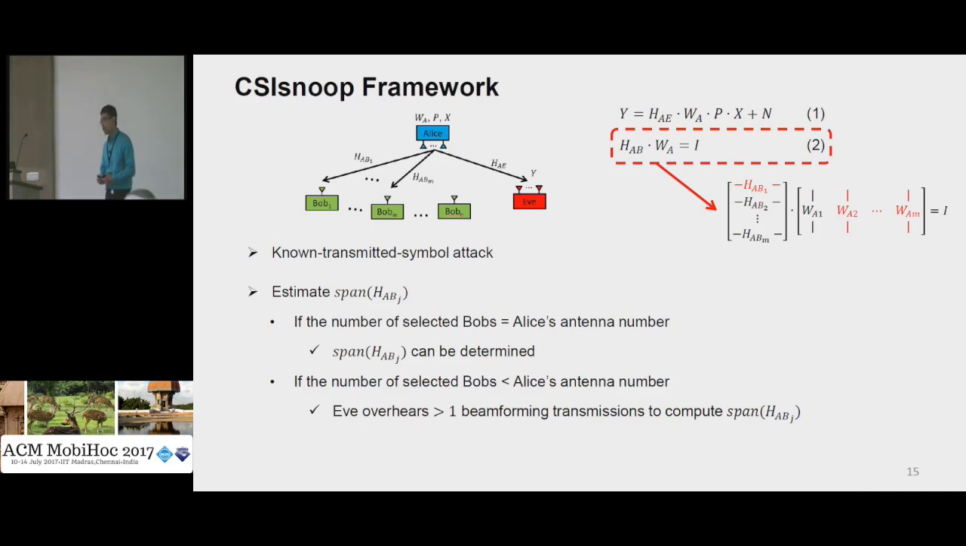And we also show in our paper that if the number of Bobs selected for this multi-user beamforming transmission is smaller than the number of antennas at Alice, Eve can still compute the direction of the CSI of any Bob by overhearing multiple downlink beamforming transmissions.